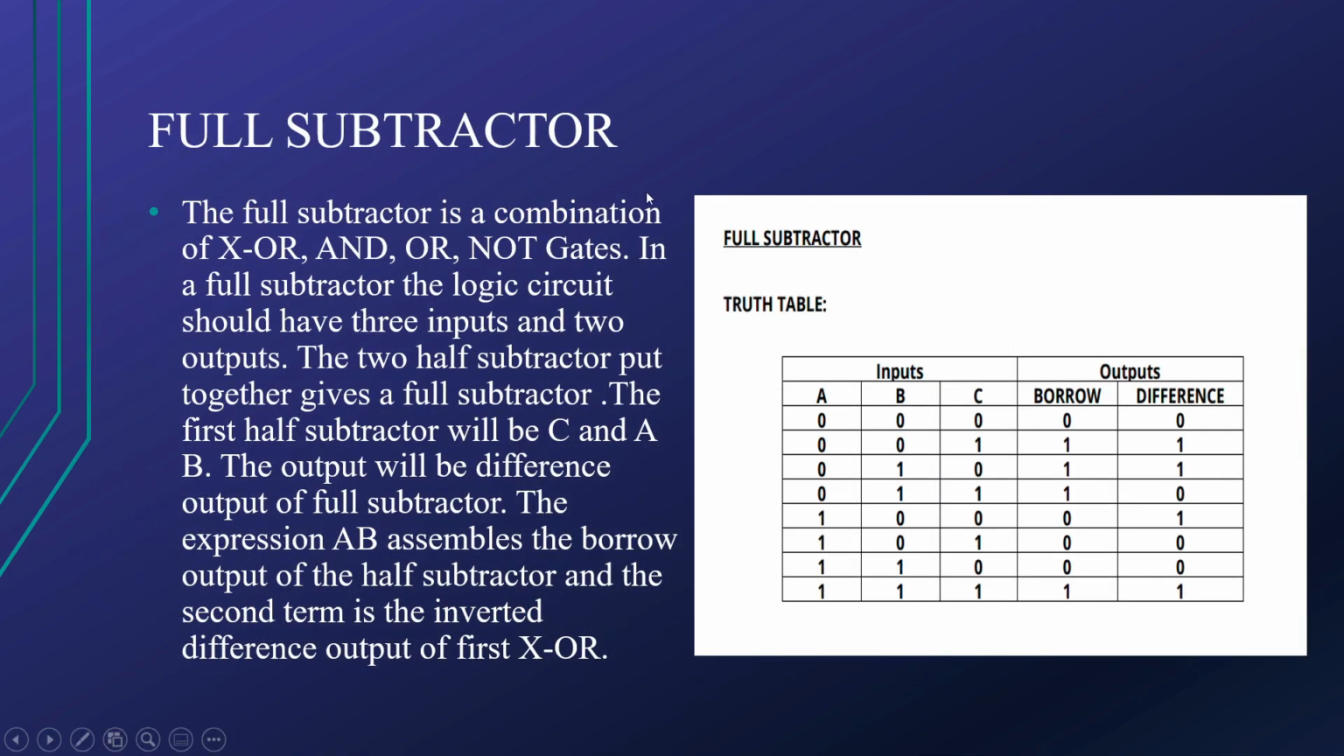Now we are going to see about full subtractor. The full subtractor is a combination of XOR, AND, OR and NOT gates. In a full subtractor, the logic circuit should have 3 inputs and 2 outputs. The two half subtractors put together give a full subtractor. The first half subtractor will be C and AB. So the truth table for the full subtractor is this one.